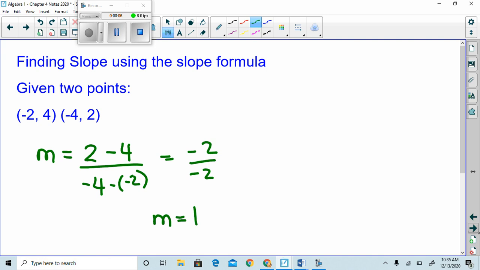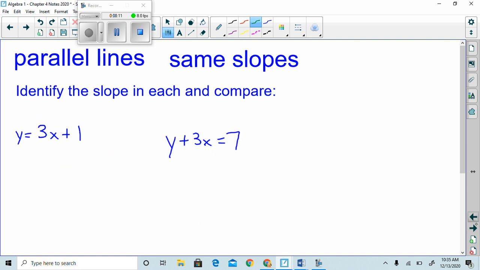The very last thing I wanted to bring up in this review session was our parallel lines. Parallel lines are those two lines that will never intersect, and we found out that their unique relationship is they have the exact same slope. And we demonstrated that with some examples last week.